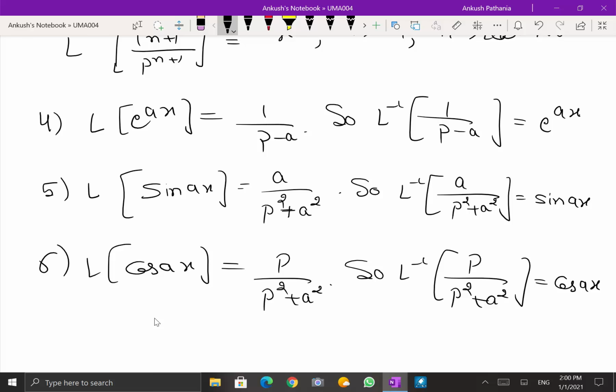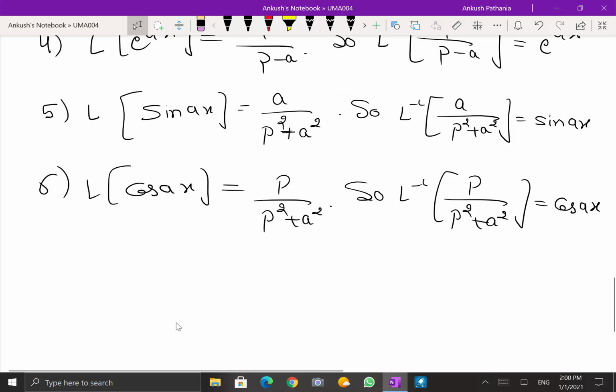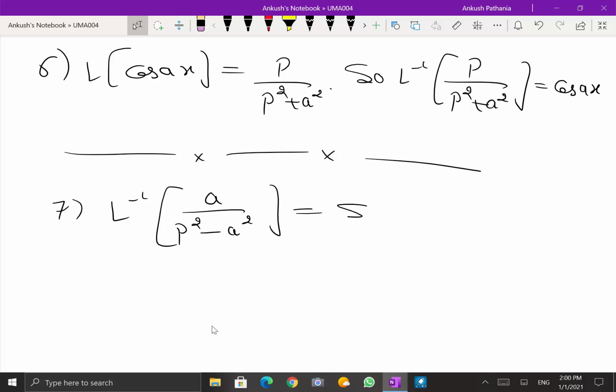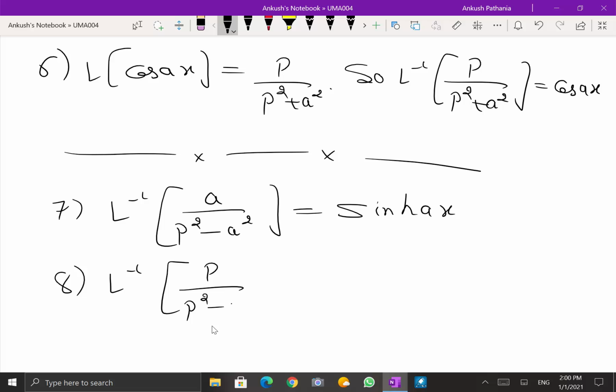So similarly, these are the formulas that we can derive from the formulas of Laplace transform that we did earlier. And two more formulas for hyperbolic functions. You can also write that Laplace inverse of a upon p square minus a square is sin hyperbolic ax, and Laplace inverse of p upon p square minus a square is cos hyperbolic ax. So these are the formulas that we are going to use while solving the questions of inverse.